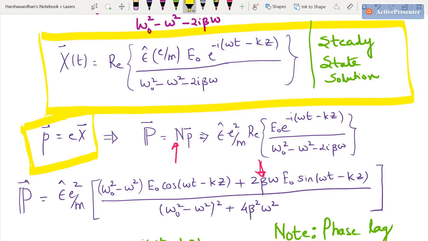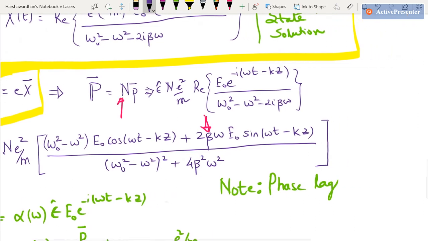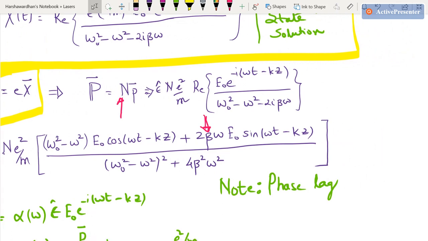And that is my definition. So I can rewrite my capital polarization, which is what is significant for us, into this equation where the capital N factor comes in. What I have done here is collect the real parts of my response, which determine the macroscopic polarization that goes into Maxwell's equations. The polarization is in the direction of the electromagnetic field polarization, right? These are two different polarizations. So epsilon times N e square by m. And what I have done is multiply by the complex conjugate of the denominator and separate the real and imaginary parts, and this is the real part. So you see that the real parts of both the terms come in.